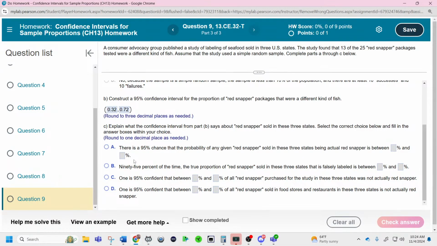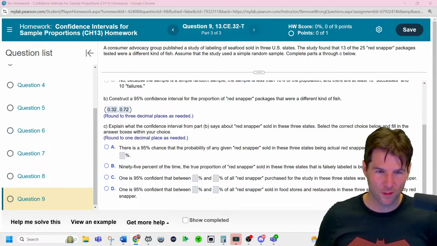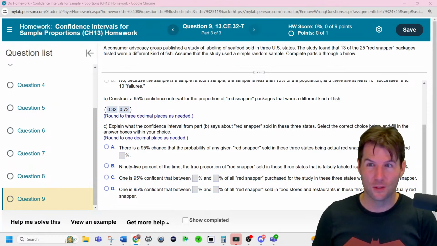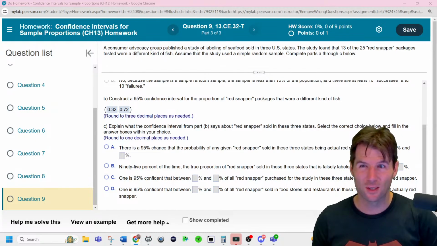And now we have to interpret it. So when we interpret a confidence interval, make sure to know this for the test. This question is the majority of this chapter. Frankly, if you understand this question, you really understand the chapter.